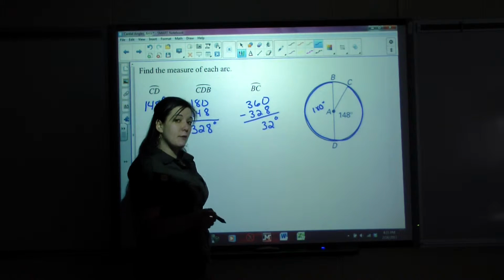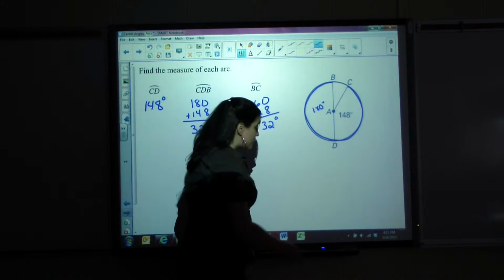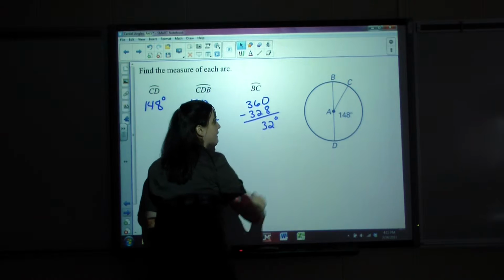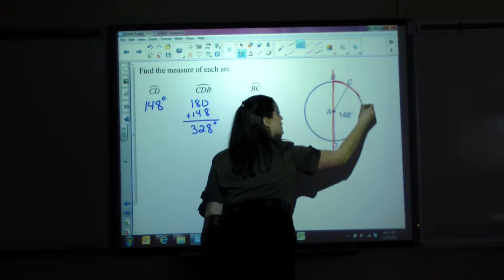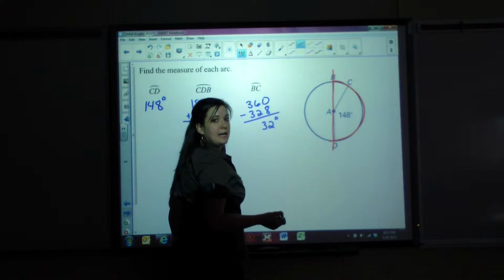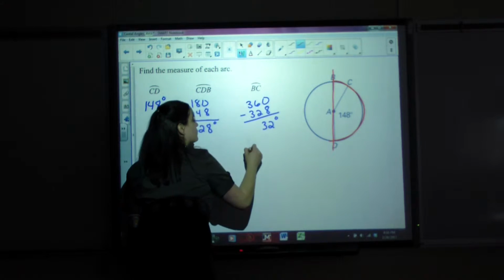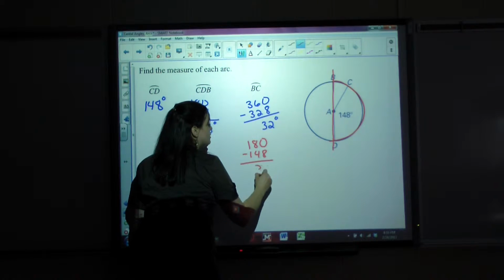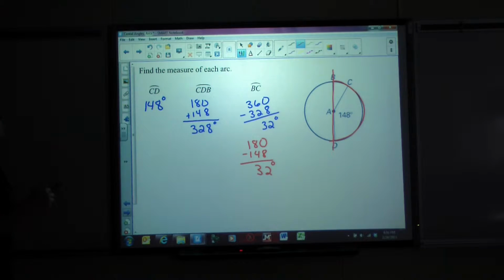Now, is that the only way you could have solved for arc BC? No, there's actually one other way, and maybe some of you saw it, so we're going to go ahead and talk about it for a second. B to D is again a semicircle, so this whole piece is 180. But notice from C to D is 148 of it, so actually you could have taken 180 and subtracted 148, and you still would have gotten your 32 degree angle. Same idea, they both get you the correct answer.